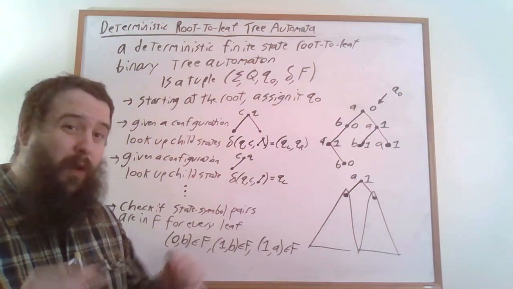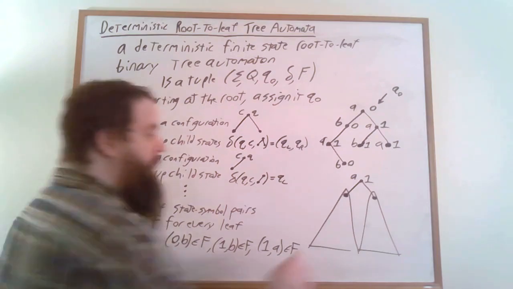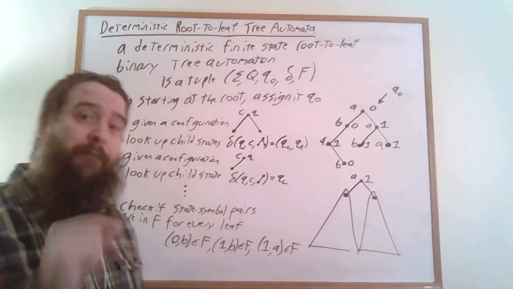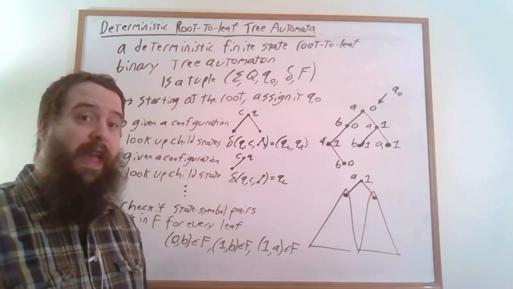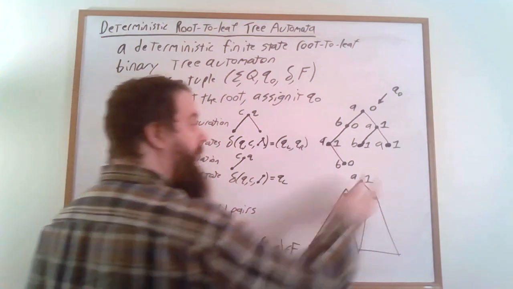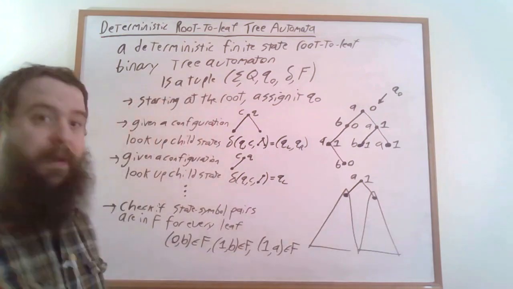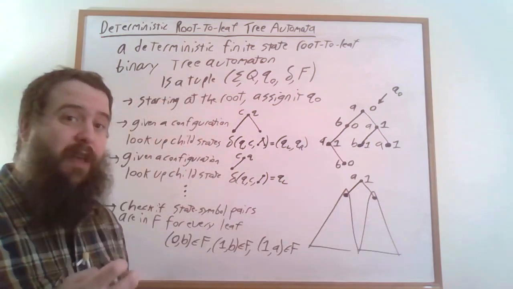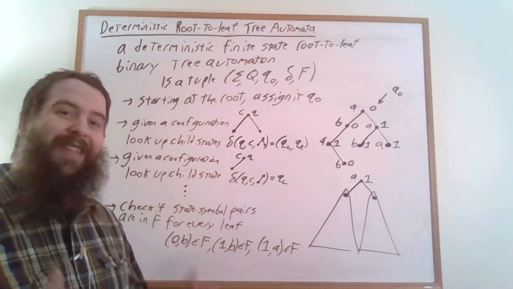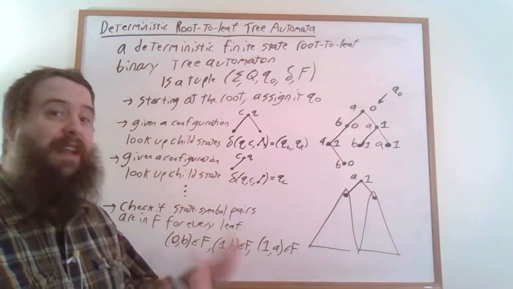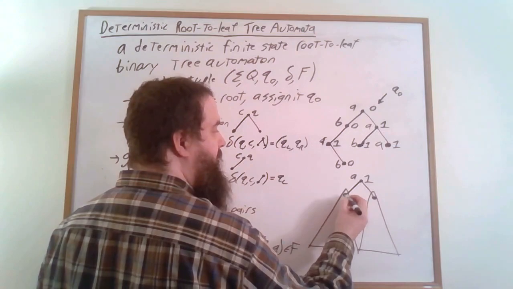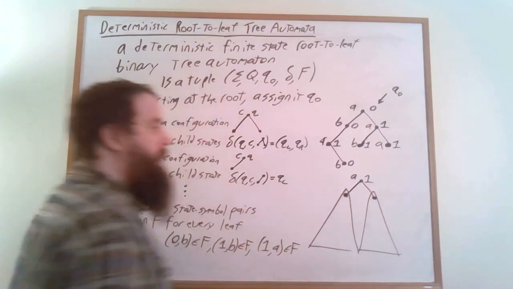Now, what we want to check is whether or not this subtree and this subtree have the same parity in terms of their number of A's. They can either both have an odd number of A's or both have an even number of A's. But it can't be the case that one has an odd number of A's and the other has an even number of A's. And somehow we'd like to pass that information on when determining what states to associate to this node here and this node here.